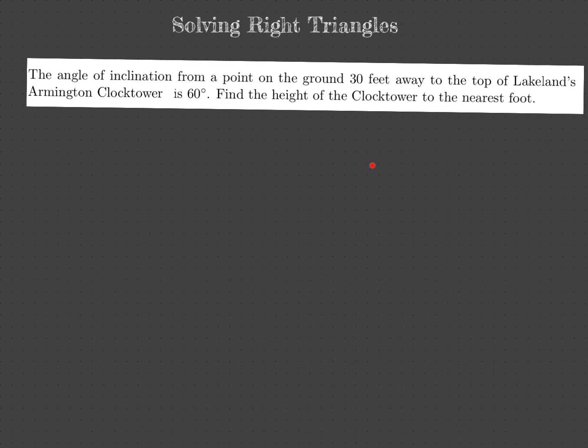So the first thing I'm going to do is draw a clock tower. There is the most beautiful clock tower I've ever seen. All right, so we know that there is a point on the ground 30 feet away from the start of this angle of inclination. So it's like we're looking up at it, but we're 30 feet away from the base of the clock tower. So I'm going to draw that out too. So we have some horizontal bottom part here, and this is 30 feet. So I'm just going to put 30.